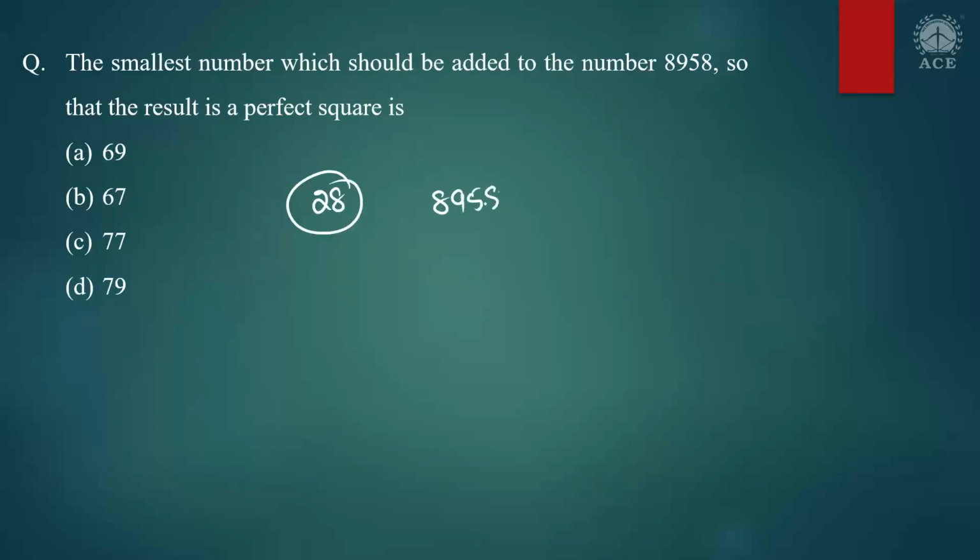For 8,958, what is to be added so that it becomes a perfect square? 90 square is 8,100. 100 square is 10,000. This is between 90 and 100, so we should see that. 95 square: how to do 95 into 95? 5 into 5, 25. 9's next number is 10.